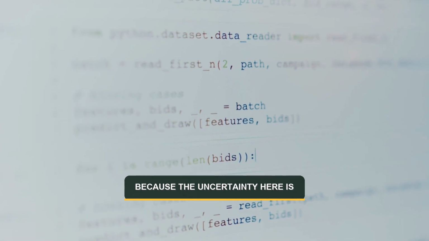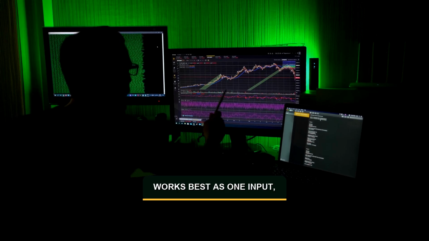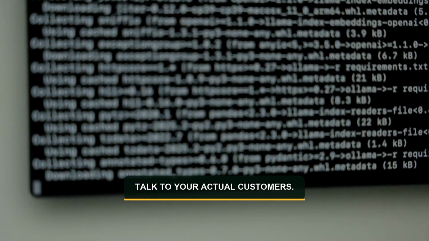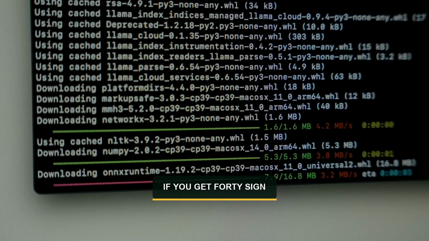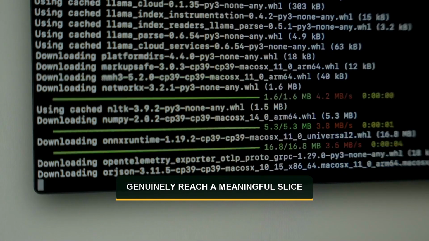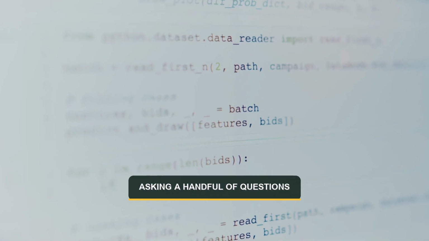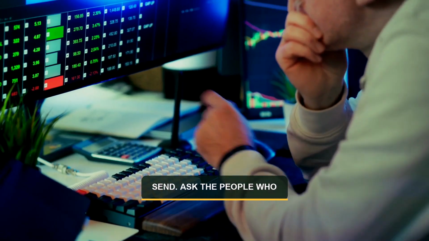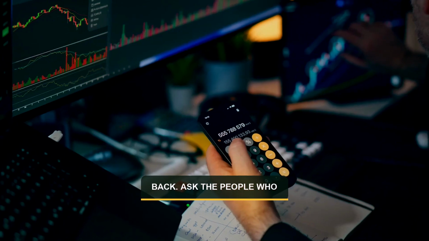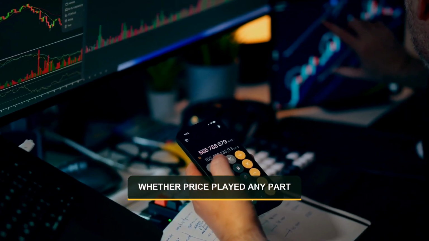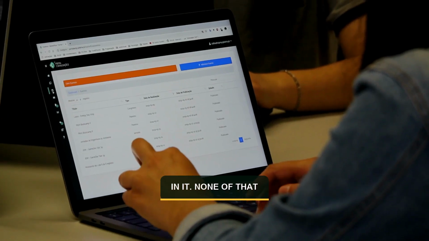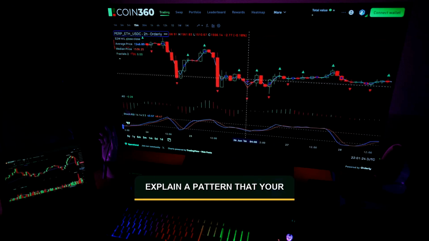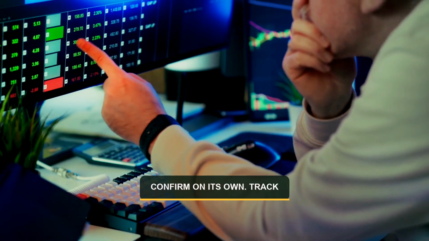Because the uncertainty here is real, a small sample test works best as one input, not the whole decision. Talk to your actual customers. If you get 40 signups a month, you can genuinely reach a meaningful slice of them. A short email asking a handful of questions costs you almost nothing to send. Ask the people who didn't convert what held them back. Ask the people who churned in the first month whether price played any part in it. None of that has a p-value attached to it, but it can explain a pattern that your small quantitative test can't confirm on its own.